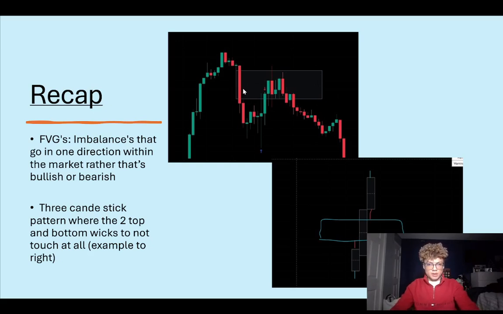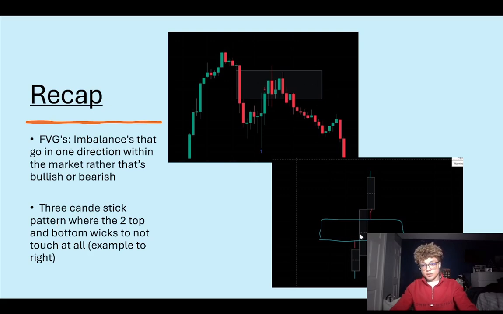We have this one up here, and then we have a drawn out version. So this one up here obviously is an actual fair value gap on the chart that I marked out. And I thought I might as well draw this out to give another recap of what this is. So a three candlestick pattern where the top and bottom wicks are not touching at all. Example to the right, we got two of these. So we have a drawn out example. This one's really easy to see. We got the top wick.